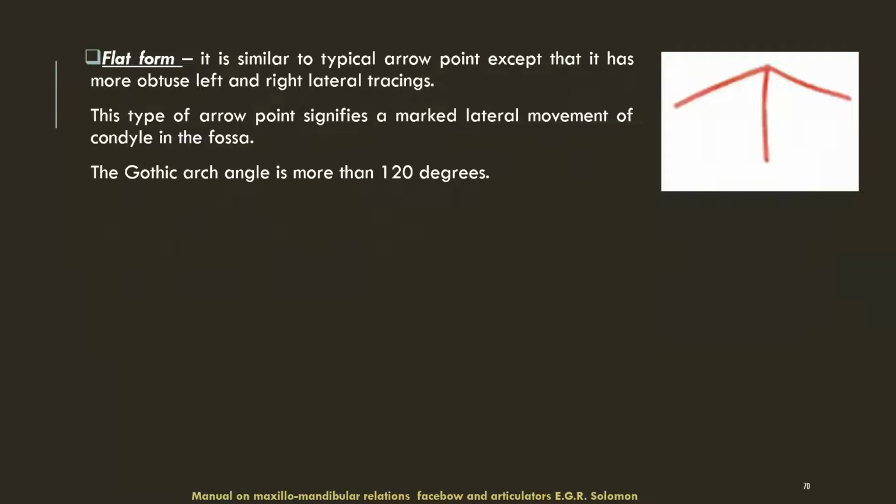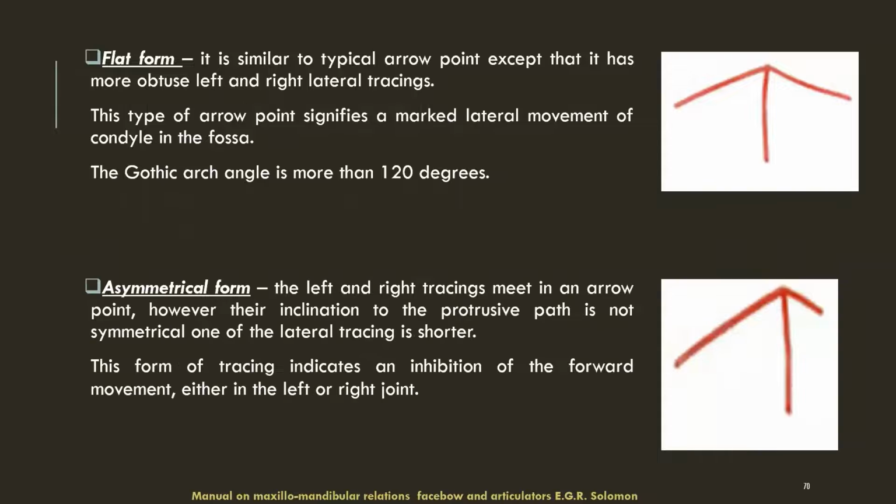The flat form is similar to the typical form, except that it has more obtuse right and left lateral tracings. So the Gothic arch angle is more than 120 degrees. This signifies a marked lateral movement of the condyle in the fossa.